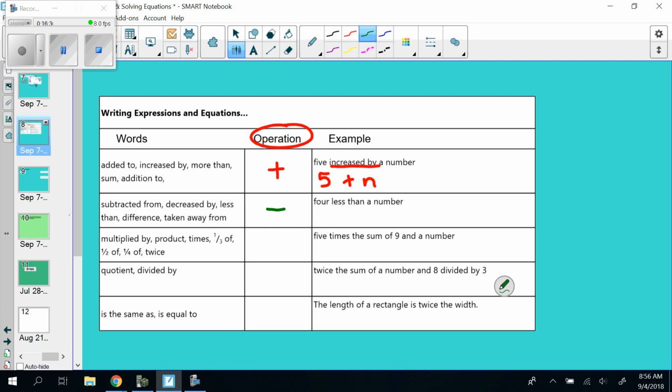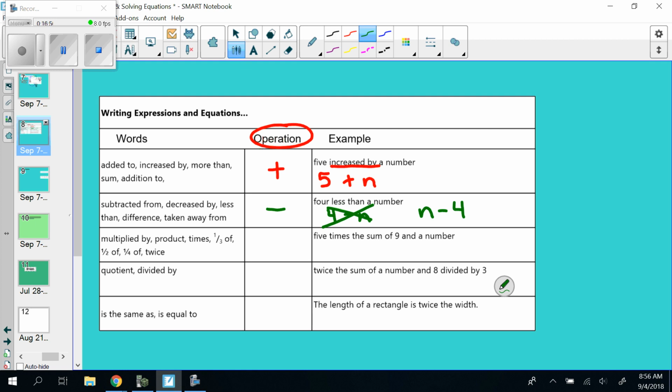Now this one is a little bit tricky. A lot of people right away would do 4 minus n. That is actually incorrect here. Because if you are subtracting 4 less than a number, the number is actually what comes first here. And then we're taking away 4 from that. So that should be written as n minus 4. And with subtraction, it makes a difference.